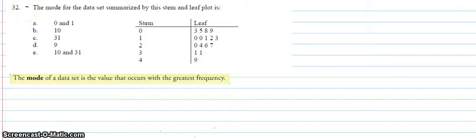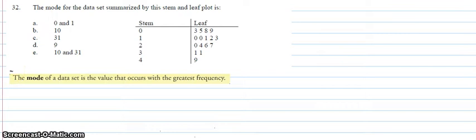The mode for the data set summarized by this stem and leaf plot is A, 0 and 1, B, 10, C, 31, D, 9, or E, 10 and 31. Before we even begin to try and solve this problem, let's review mode.